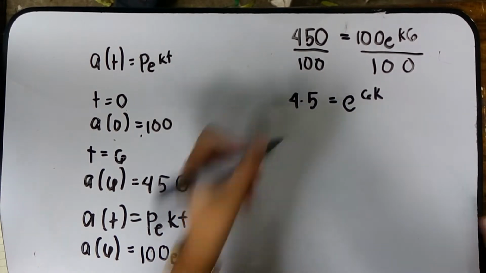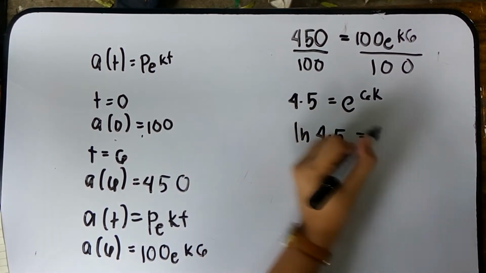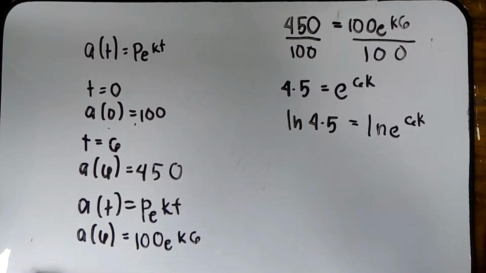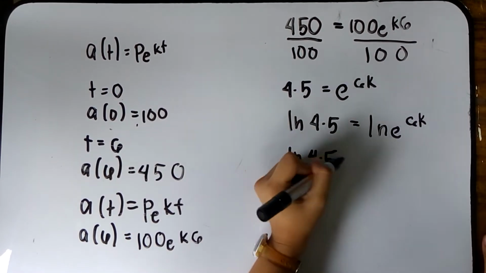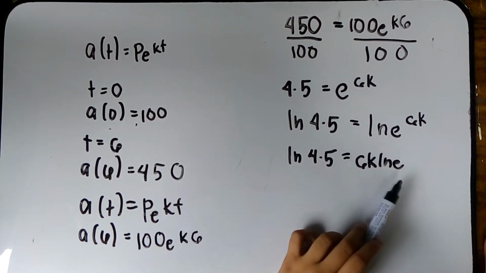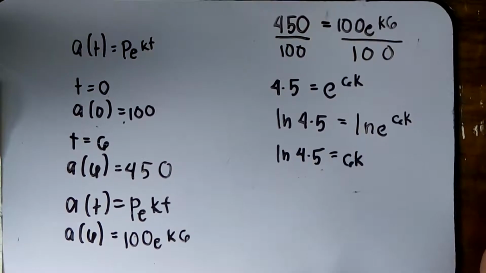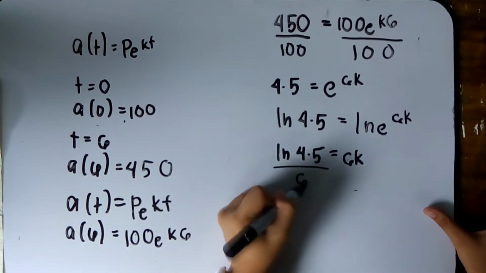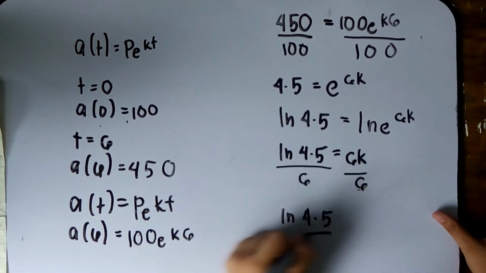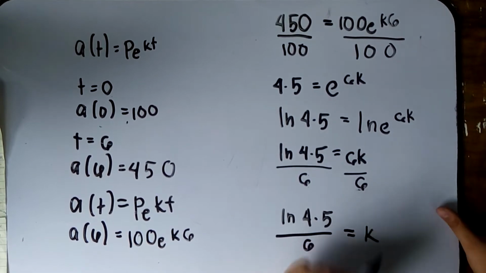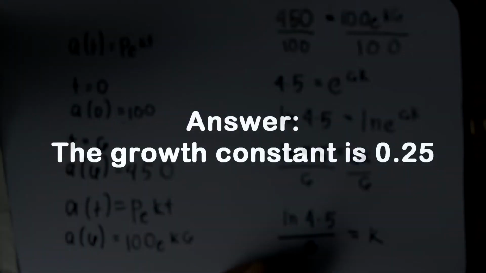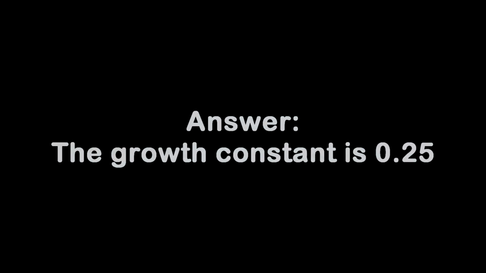Take the ln of both sides, so ln 4.5 is equal to ln e to the power of 6k. Using the power rule, it becomes ln 4.5 is equal to 6k times ln of e. And since ln of e is equal to 1, we don't mind this. Divide both sides by 6 to isolate k, and we now have ln 4.5 over 6 is equal to k. Using the calculator, k is equal to 0.25. The growth constant in our problem is 0.25.